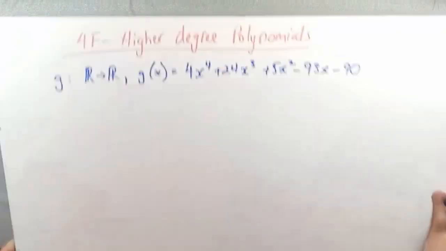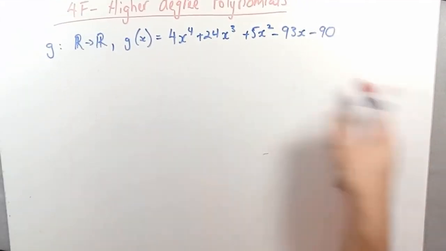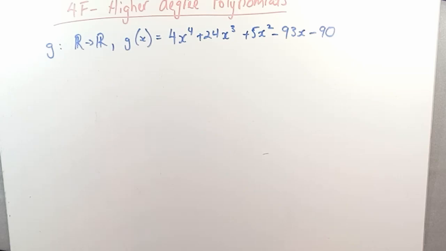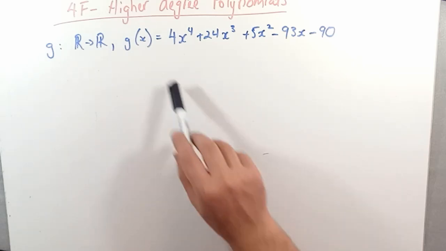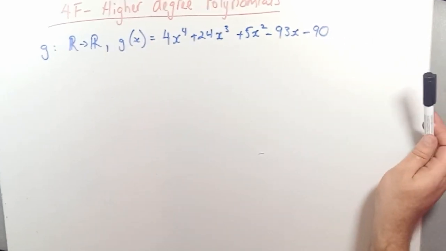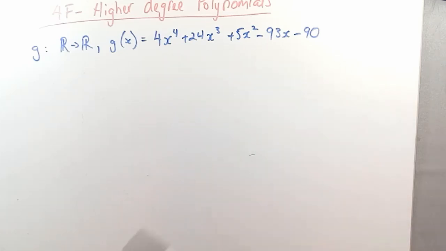Okay. So we've done quadratics, we've done some cubics. Can we do some quartics? Okay, some higher degree polynomials. So, how am I going to do this one? I'm going to look for factors of 90 here that hopefully are going to add up.